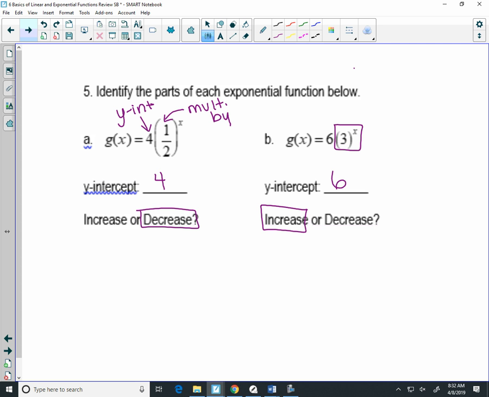So if you can't decide, a couple ways you can do it. One, remember that x is attached to the number that you're either multiplying by for exponentials or adding for linear equations. The other thing you can do is put it into Desmos. Desmos will show you the y-intercept. Okay.